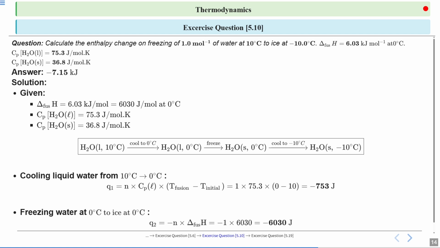Now, if this is clear, we have moved through two steps right now, cooling from 10 to 0 and transitioning from liquid to solid. Then what is the next thing that we will see? We will see the temperature change of the solid state of water from 0 degrees Celsius to minus 10 degrees Celsius. So let's do it. How will we do it? You will apply the same formula. The only thing that we will change is your Cp value and the temperature value, right?